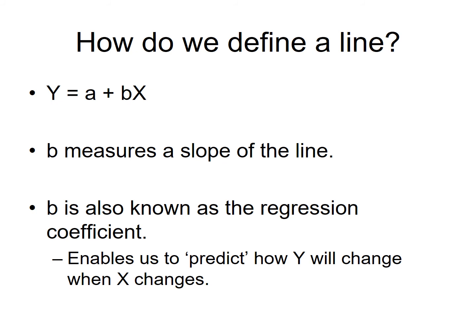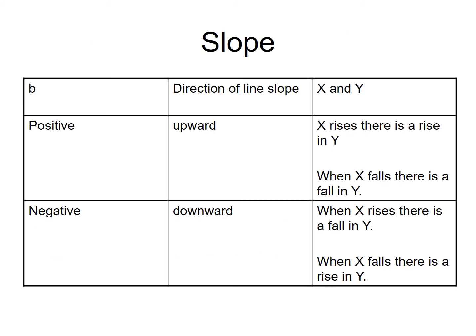Now we're going to do some examples where we have just one independent variable and see how it affects the dependent variable. If you have a positive slope, going upward, then when x rises there is a rise in y, and when x falls there is a fall in y. If you have a negative slope, the line slopes downward, and when x rises there's a fall in y, and when x falls there is a rise in y. So they're opposite in the last part.